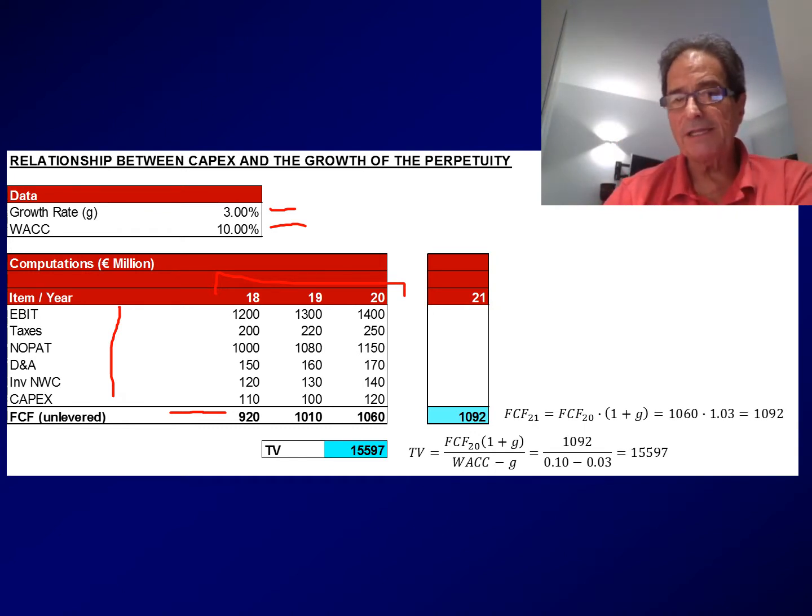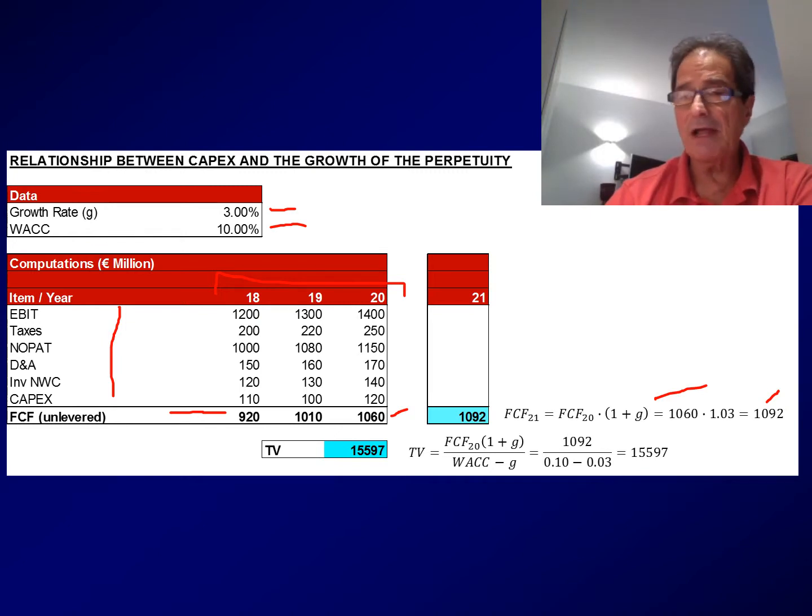So a common practice is to take this last cash flow, 1060, and then to add the growth rate as it is shown in this formula, okay? We add the growth rate, so 1060 plus 3%, we obtain 1092. Then this number is assumed to be equal to the first cash flow of the perpetuity.